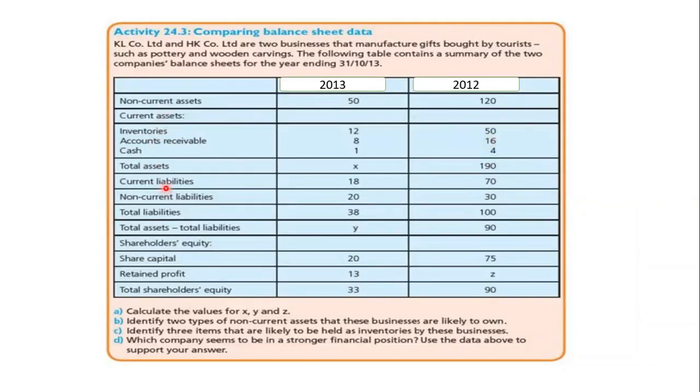The second thing I want to know is the current liabilities. In 2013, this business had current liabilities of $18,000, and in 2012, their current liabilities were $70,000. So these are the payments that you have to make. In both our ratios, we will be using our current assets and the current liabilities. We will put these numbers in the formulas and get our answers. So let's go ahead and see how we will be calculating.